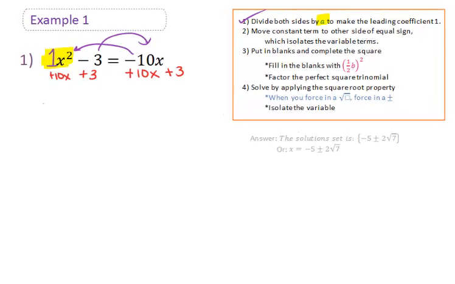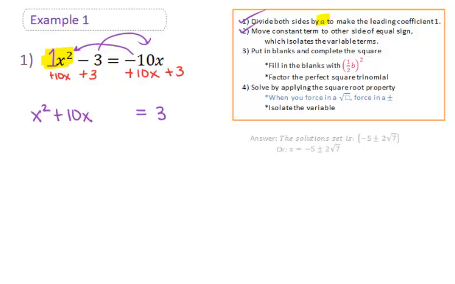So on the left, I have x squared plus 10x, and on the right, I have positive 3. So I have finished step number 2. I have my variable terms isolated with my constant term on the other side.